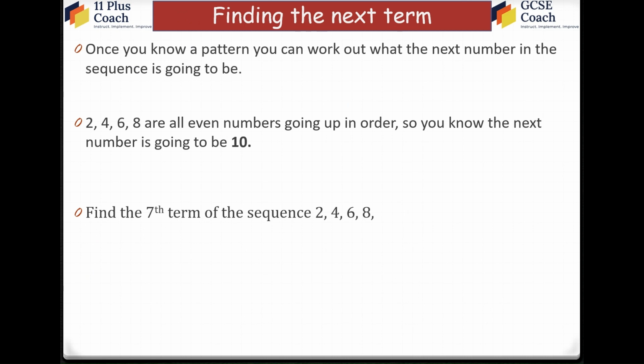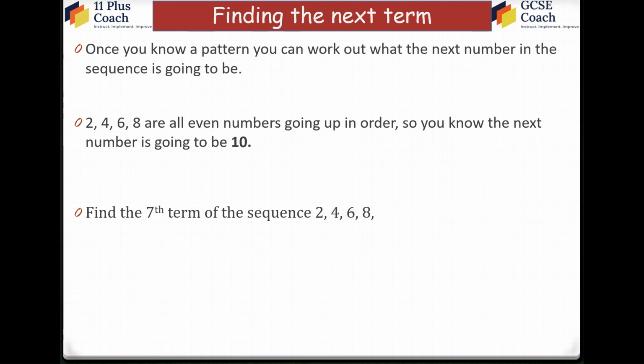Sometimes you actually have to work out what the next term will be. You have to identify the pattern first. Once you know the pattern, you can work out what the next term is. For example, in the sequence 2, 4, 6, and 8, they're all even numbers going up in order. So from 2 to 4 you add 2, from 4 to 6 you add 2, from 6 to 8 you add 2. So you'll add 2 more to 8 to get to the next number, which is 10.